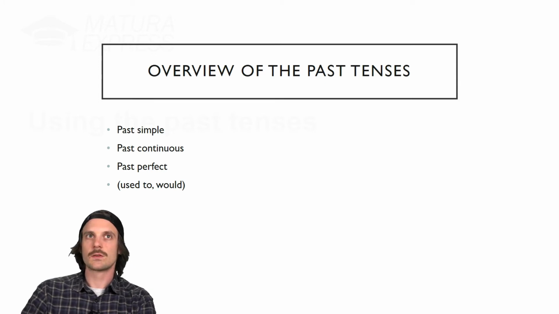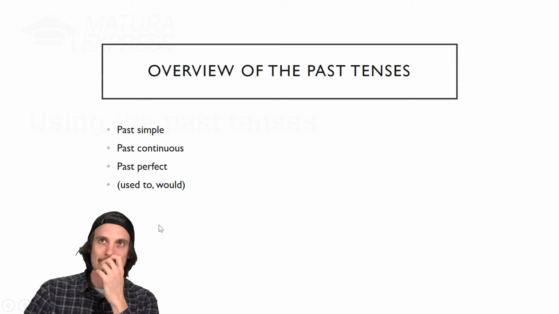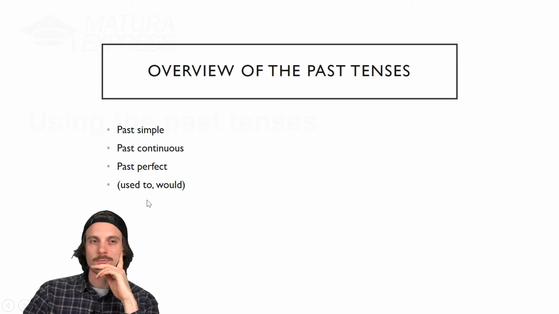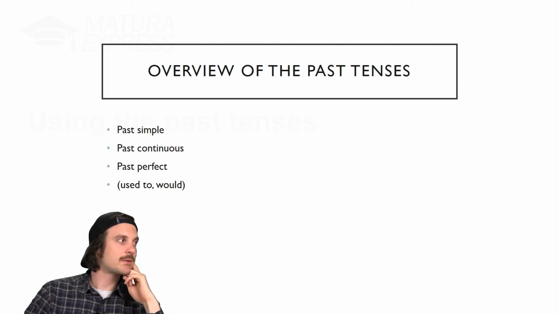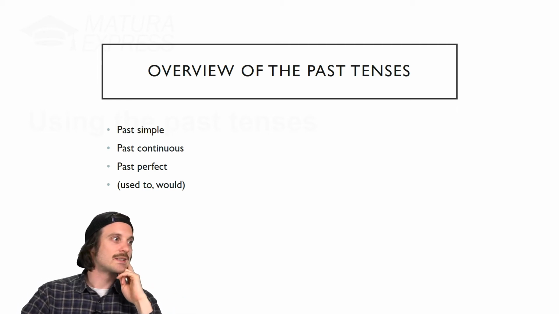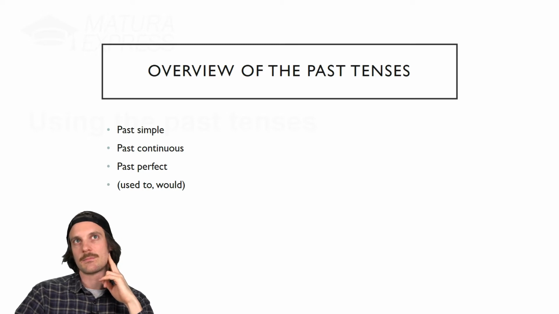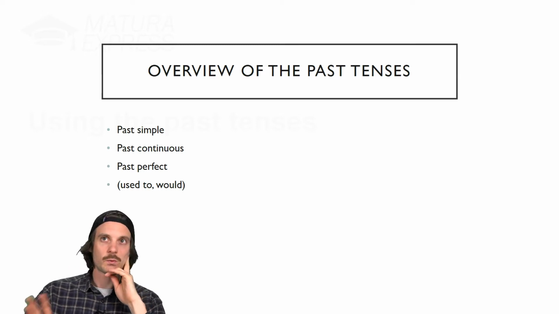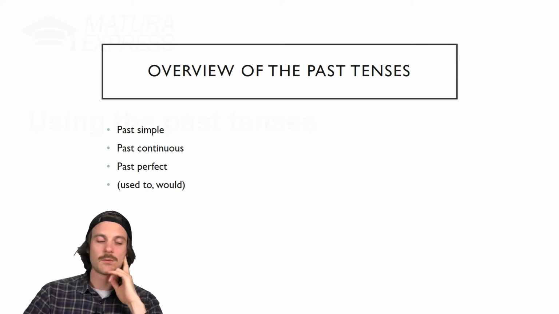Just quick, I've listed here also used to and would. And I'm going to explain it to you after we finished with the tenses. Those are, of course, not actual tenses, but they can be used to describe basically past habits. But we're going to discuss it anyways.